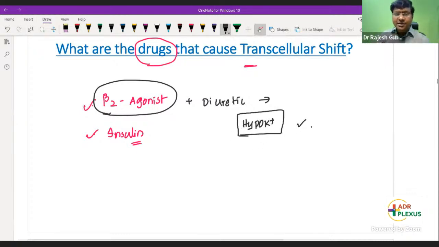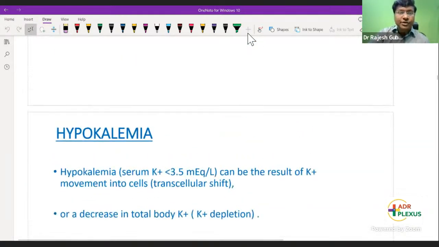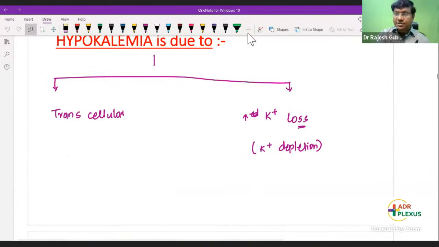Right, the hypokalemia will be very severe when you are using diuretics along with beta-2 agonist. Now you know the drugs which will cause the transcellular shift. So what did I tell you? The two important causes for hypokalemia: one is transcellular shift, the other one is increased potassium loss, that is potassium depletion.